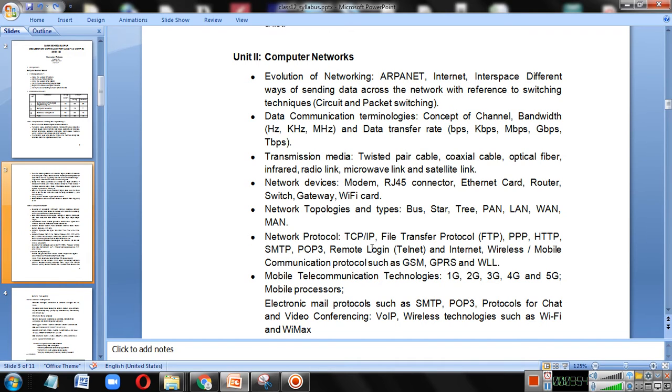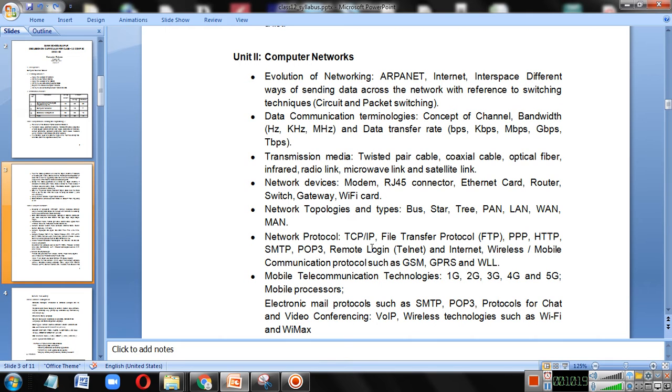And when you talk about a network, a network can be designed or arranged in different patterns based on their own advantages along with some disadvantages. Such arrangements are called topologies, that is bus, star, tree, PAN. PAN stands for personal area network, local area network, LAN, wide area network, WAN, metropolitan area network, MAN.